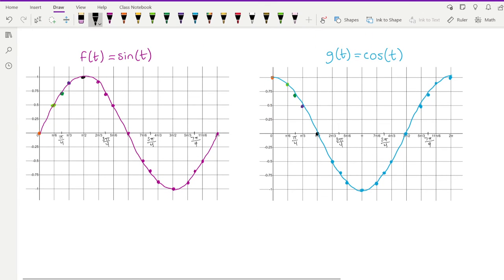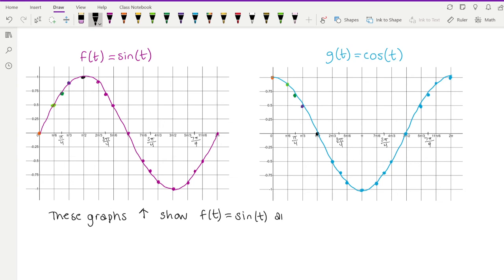So I want to write that down. These graphs, and I'm going to draw a little arrow above because we're also going to have a graph below, so I want to make sure that's clear I'm talking about these graphs, show f of t is equal to sine of t and g of t is equal to cosine of t, specifically for values of t that are between 0 and 2 pi.